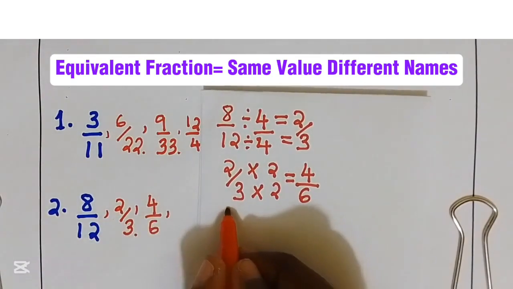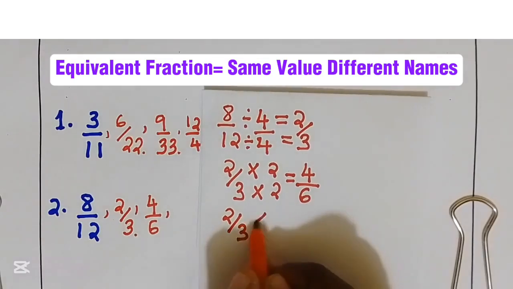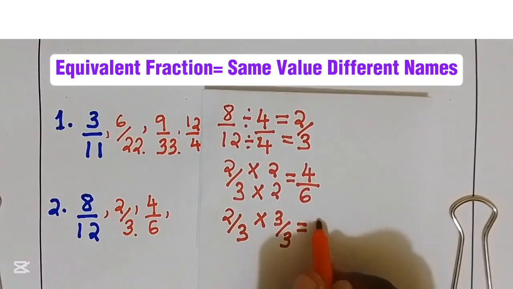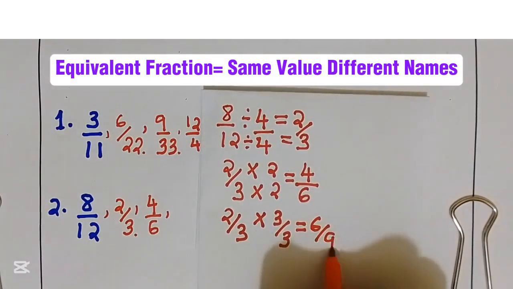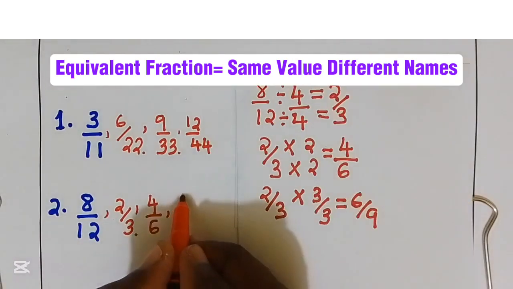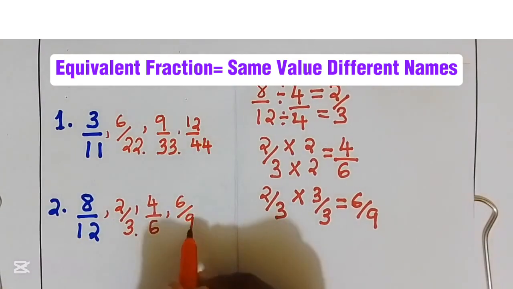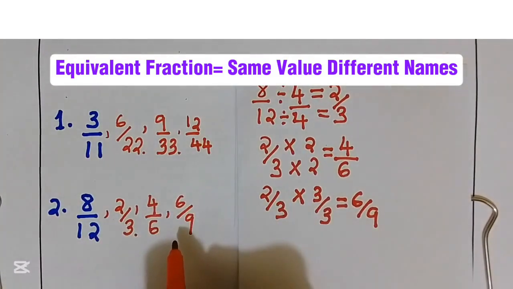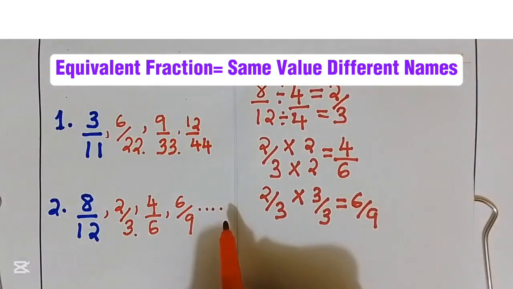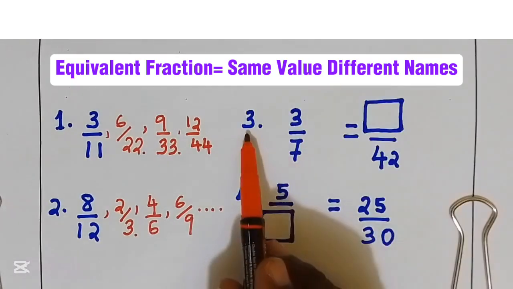Let us take 2/3, multiply by 3/3. We are going to get 6/9. This is another equivalent fraction of 8/12. We can see here we can get an infinite number of equivalent fractions by multiplying. So we have an infinite number of equivalent fractions. Let us do question number 3.